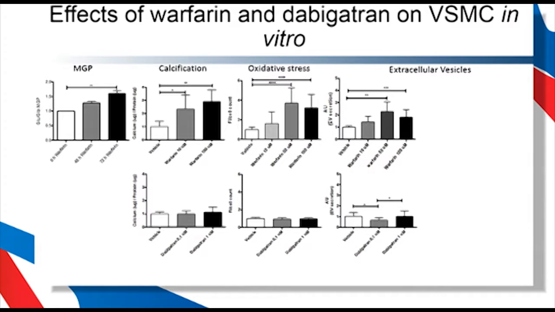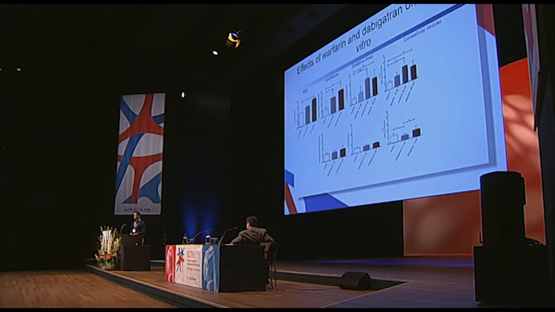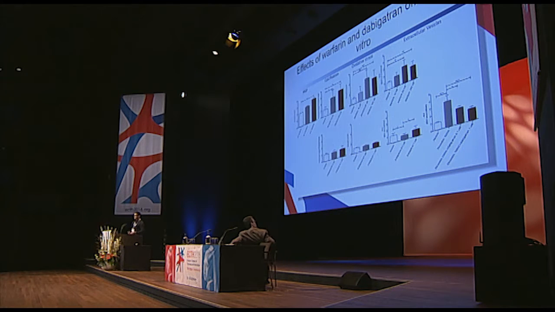But all these results are the direct effect of warfarin on the vascular smooth muscle cell. And we know dabigatran inhibits thrombin and thereby induces its anticoagulation effect. So what is the effect of thrombin on the vascular smooth muscle cell? Here we show that thrombin increases extracellular vesicle secretion in the vascular smooth muscle cells, and that can be nicely reduced by incubating with dabigatran, even in a dose-dependent manner.